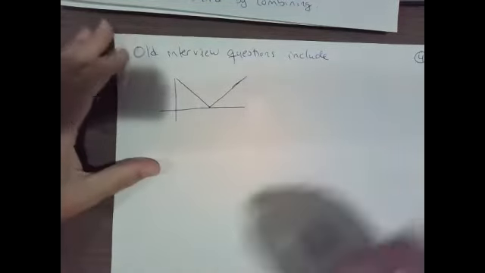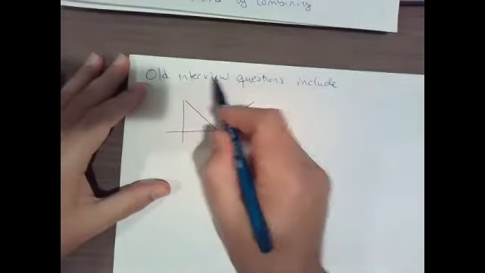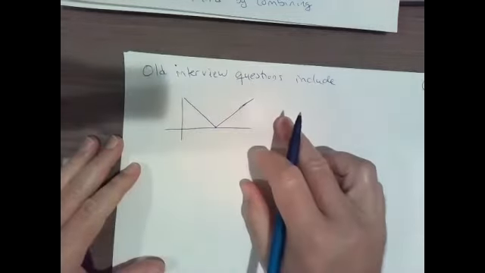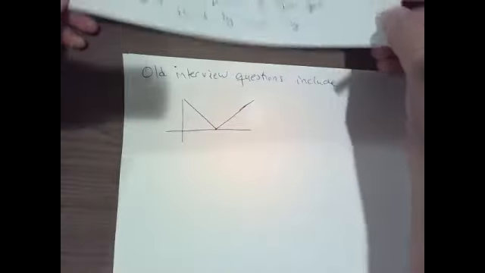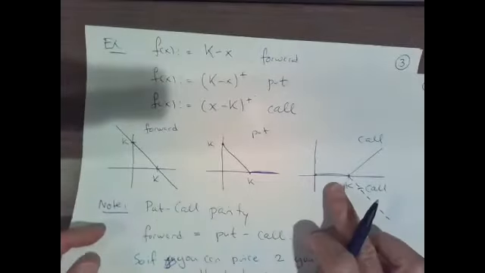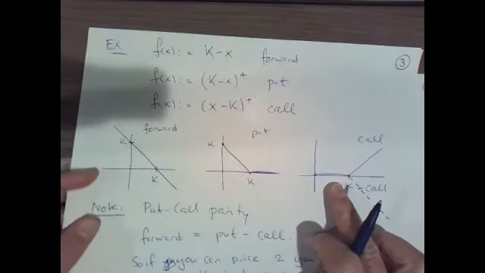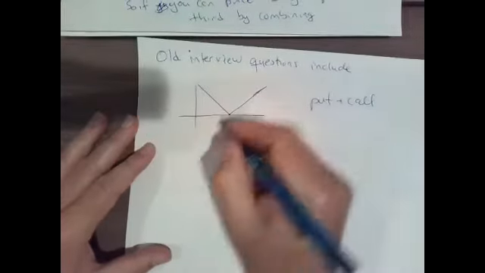So here, this would be easy. When you go out and interview for a position, you would be given a diagram like this one. So how would you get that from pictures like these ones? Put plus call. That's right. And then you move down.